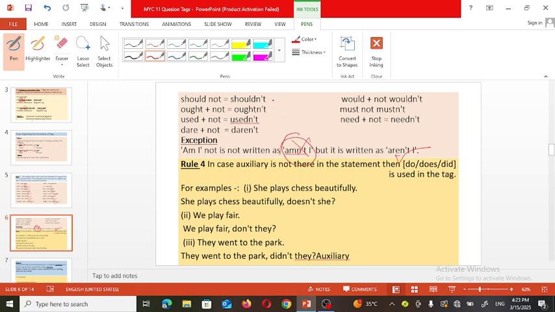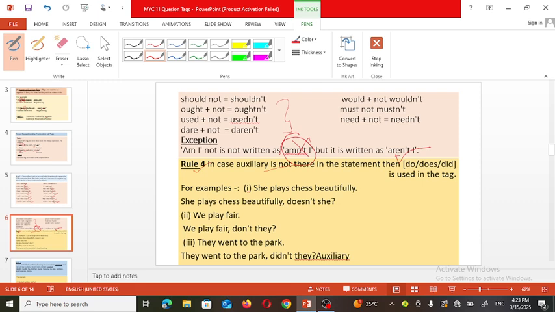What have you seen? These are the modal auxiliaries. Along with that, when we are using not, this is how the statement should be. Now see the fourth rule. In case the auxiliary is not used, that is, when the sentence is in simple present tense, we are not using an auxiliary in that.